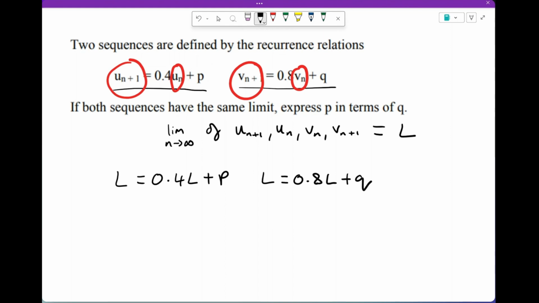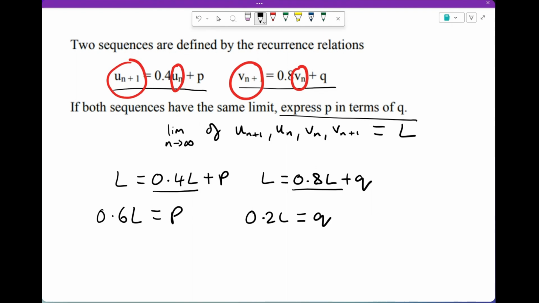So we've got two equations that include L's and p's and q's. We need to express p in terms of q, so this letter L that I picked, we need to eliminate it. So I'm going to go to both equations and try to make L the subject. I'm going to subtract 0.4L to the other side, so I would get 0.6L is equal to p. Then for this one, subtract the 0.8L, so I get 0.2L is equal to q.